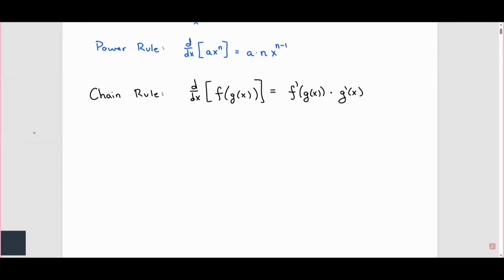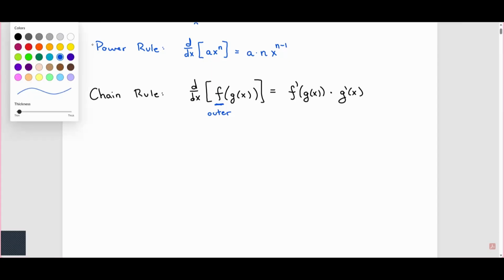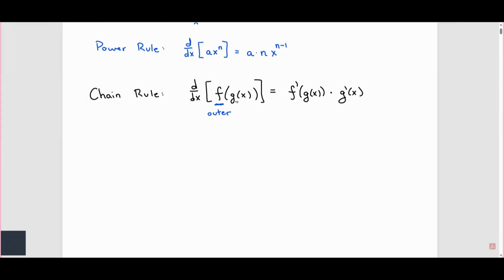But I find it easier to think of it like this. It's a little bit more generic so that you can apply it to all kinds of examples, and it doesn't matter what the name of the function is or anything like that. I like to think of f as my outer function. So it's the outermost operation of this function. And then I like to think of whatever is nestled inside as the inner function.